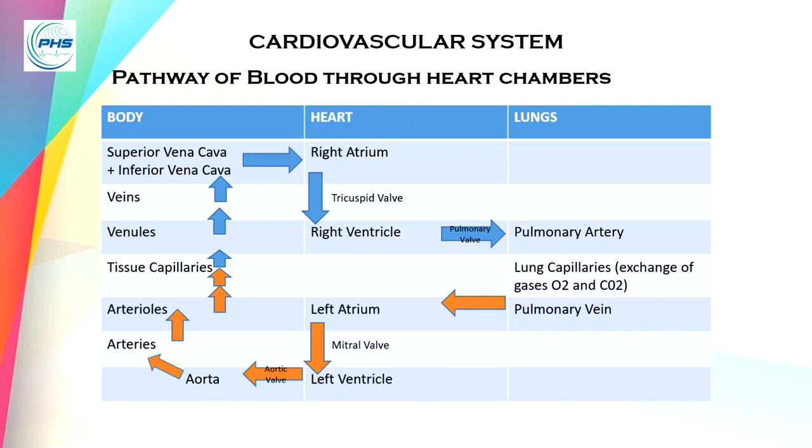The superior vena cava is the large vein that brings blood from the head and arms to the heart, and the inferior vena cava brings blood from the abdomen and legs into the heart. Blood flows continuously through the body's blood vessels. The heart is the pump that makes it all possible.